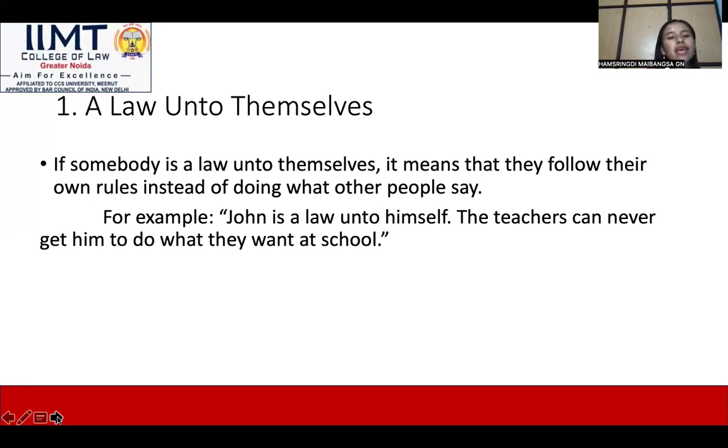The teachers can never get him to do what they want at school. Here it means John likes to follow his own rules. He does not like to listen to other people. He does not like to follow the rules that have been made by others. He does not like to follow instructions. He would rather follow his own rules. So here, John is a law unto himself. The teachers can never get him to do what they want at school. So here, the teachers are unable to make John do or follow the rules of the school.